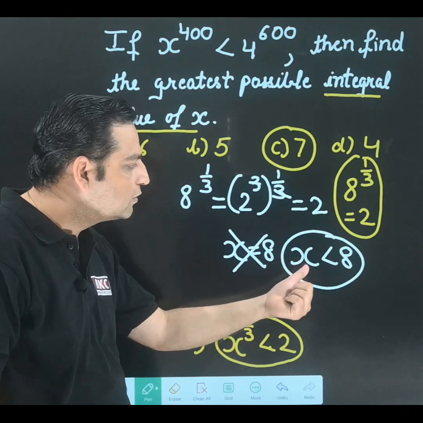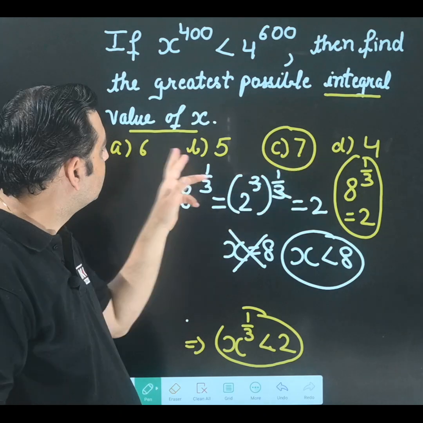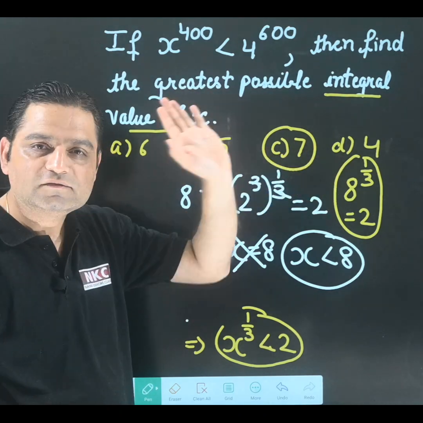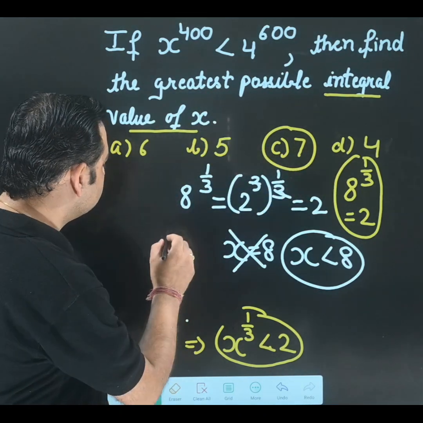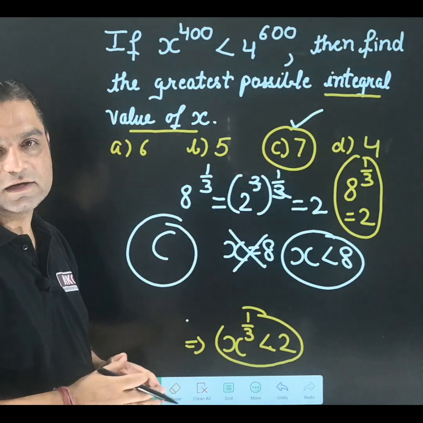Because I am saying x should be less than 8. That means 7 is possible. And the 7 option is there. And out of all these 4, 7 is the greatest also. That means for this question, option C, 7, is the correct option.